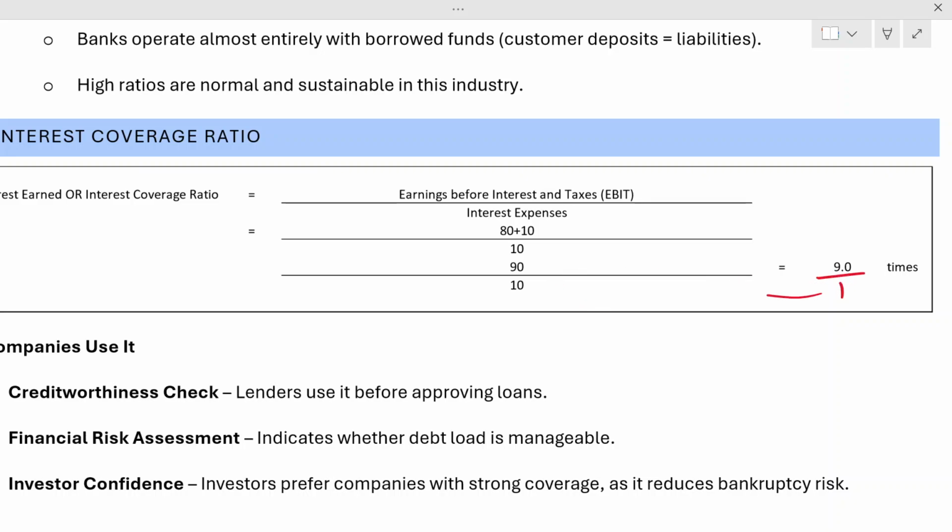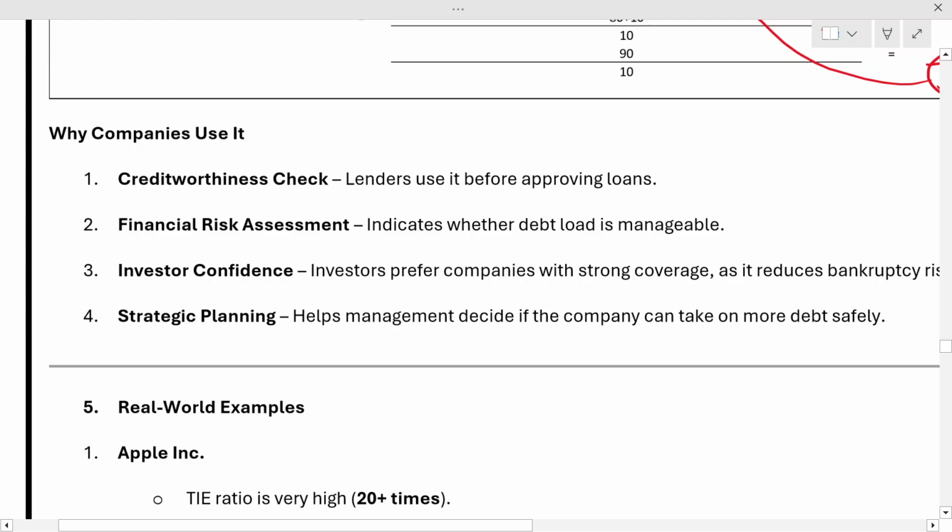It's like if your interest expense is $1, then your earnings available to pay the interest expenses and other things is $9. So banks would be very willingly, happily giving you the money because they will be able to get their interest, right? So why do the companies use it? The companies use it to check the creditworthiness. Lenders use it before approving loans, definitely.